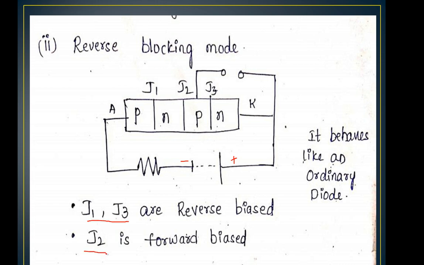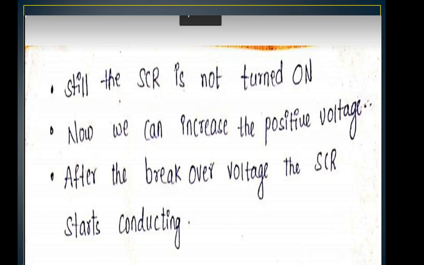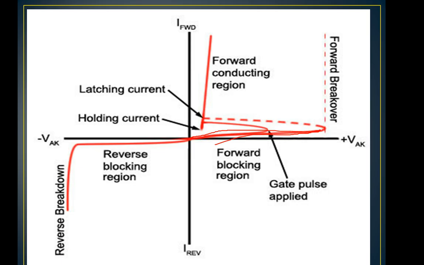Whenever the junction J2 is in forward bias, a small amount of current flows in this direction. This is the reverse blocking region, because here you are applying the negative voltage. So J1 and J3 are in reverse bias and J2 is in forward bias. Here a small amount of current flows and that current will be represented like this. After some cutoff voltage, it will get the breakdown.